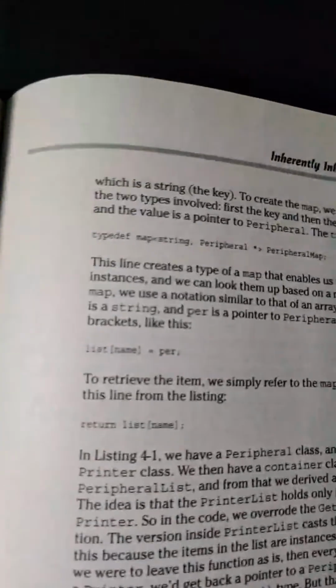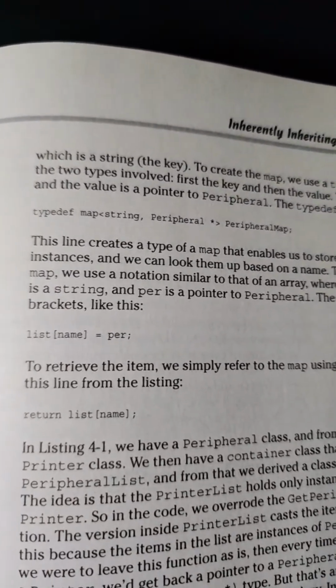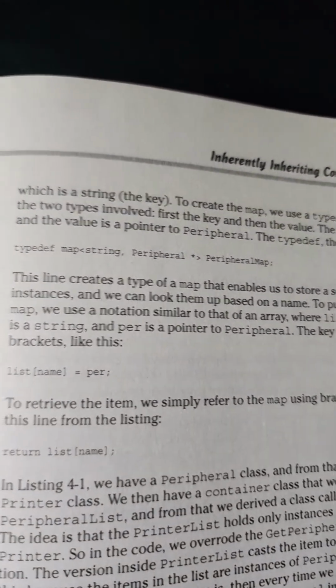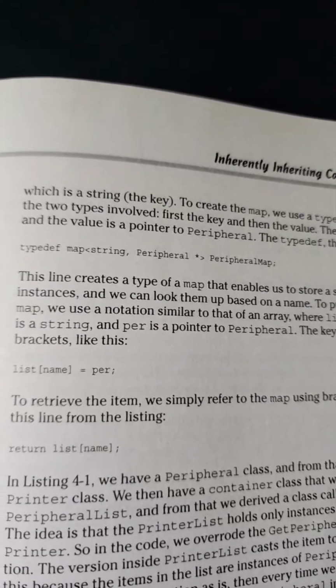Okay. typedef map<string, Peripheral*> PeripheralMap. Again, I'm not reading every little thing. That's why I show this.